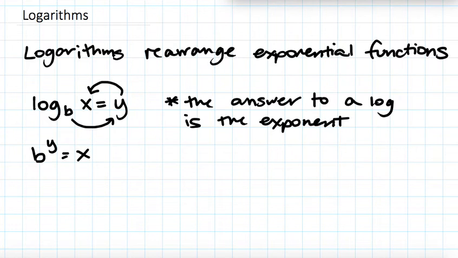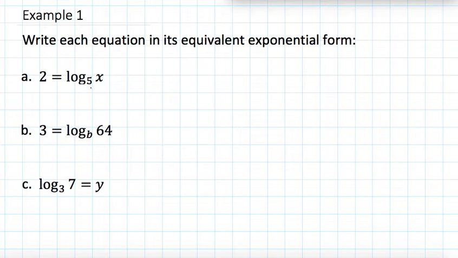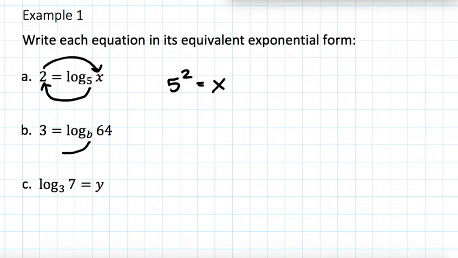So we're going to look at example 1. This is rewriting logarithms into exponential form. So I'm going to use the arrows here. 5 to the second power equals x. It's usually helpful, I think, to start with the base. For part B, start with the base b. The exponent is 3, so b to the third, and then that's going to equal 64.